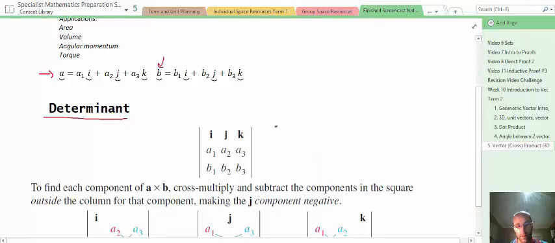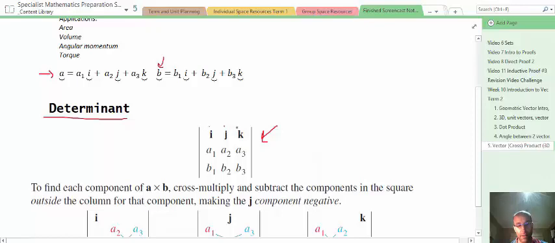Firstly, this array here is a 3 by 3 array, and instead of braces, it has vertical lines on it, so it is not a matrix. It is called the determinant of a matrix. And as I said, it's just a rectangular array of basically characters and numbers. This one is a 3 by 3. So for two three-dimensional vectors, we need a 3 by 3 determinant.